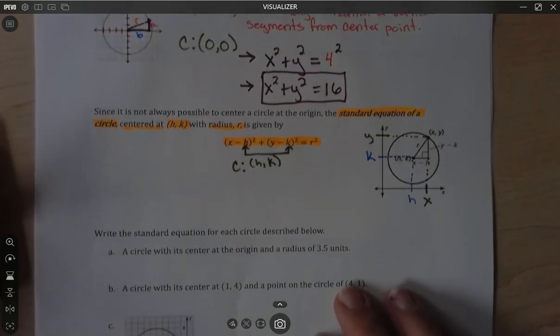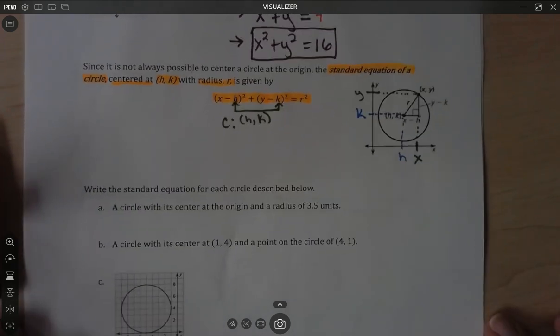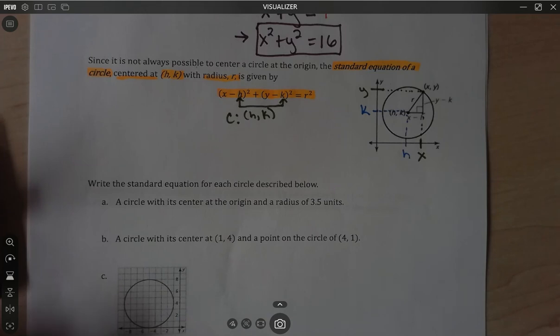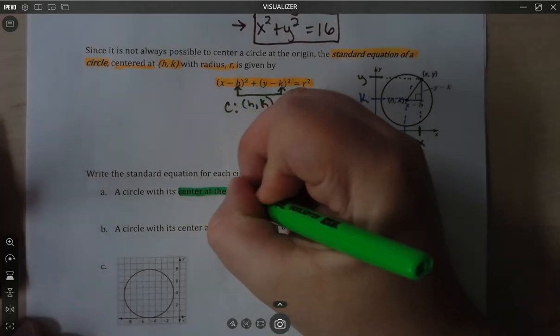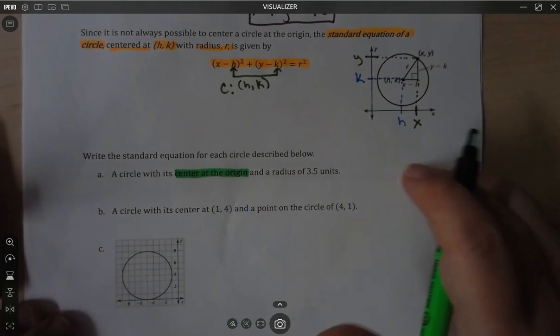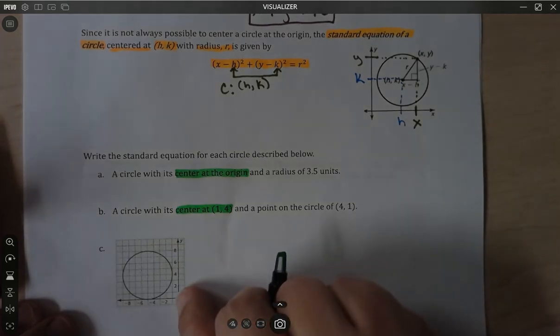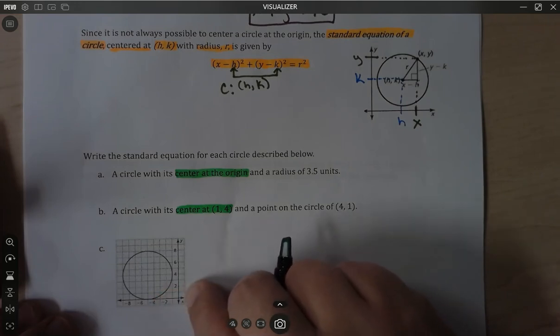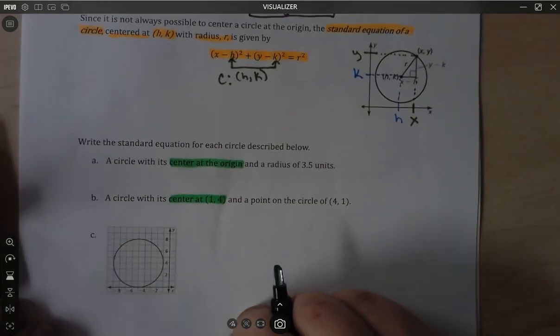So part of what we're going to do is write our standard equation. So we want to start by deciding, is our circle centered at the origin or is it centered somewhere else? So I'm going to go through and I'm just going to highlight where the centers are. So in this first one, I am centered at the origin. The second one, my center is at (1, 4). Well, this next one, it is clearly not at the origin. So we're going to talk about how to find that center here in just a moment. And then the next page will have some other examples or problems.